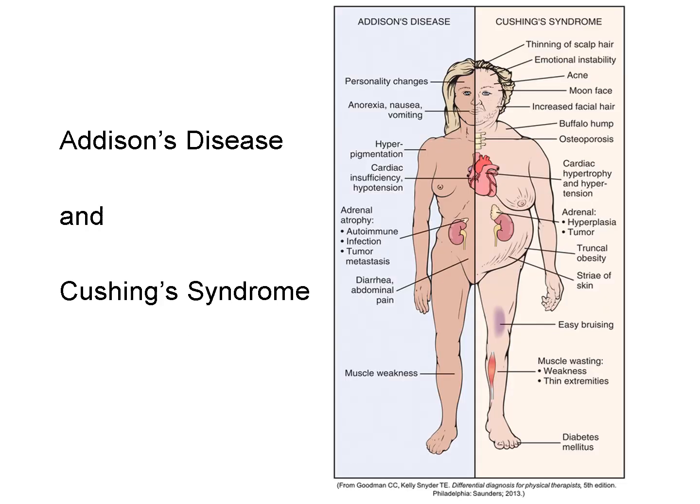This slide contrasts the clinical features of two opposing adrenal disorders, Addison's disease and Cushing syndrome. On the left, Addison's disease reflects adrenal insufficiency, leading to low cortisol and aldosterone levels. Symptoms include hyperpigmentation, weight loss, muscle weakness, fatigue, low blood pressure, and abdominal pain. It may also cause personality changes and salt cravings due to sodium loss.